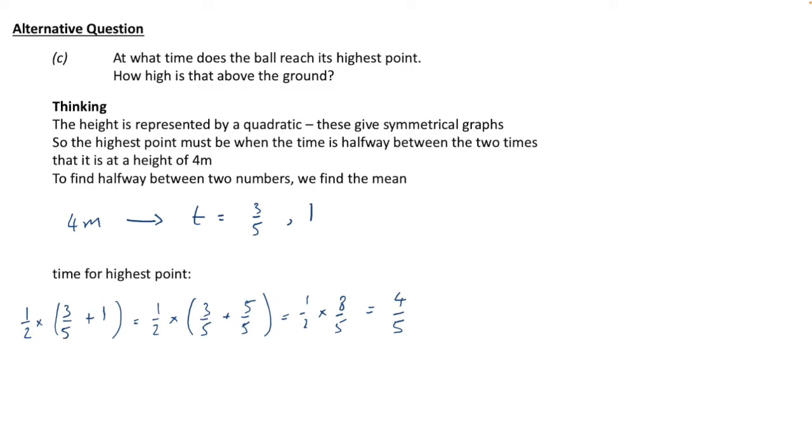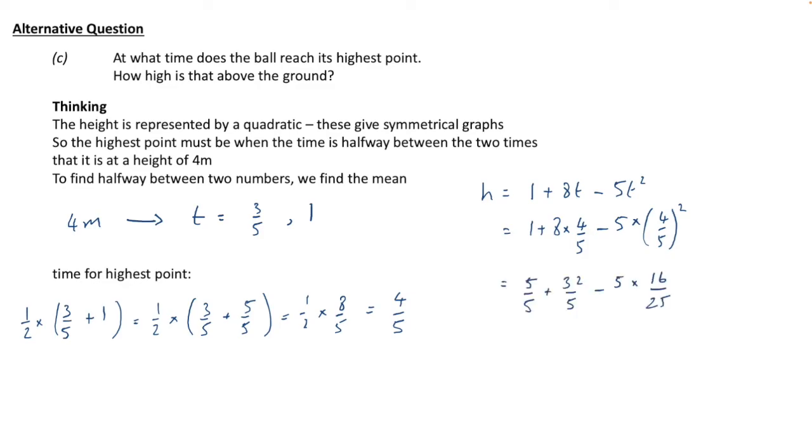If we want to find out how high that is above the ground, then we need to put that into the formula for the height. So the height is 1 plus 8t minus 5t squared from the start of the question. So we have 1 plus 8 times 4/5 minus 5 times 4/5 squared. 1 is 5/5. 8 times 4/5 is 32/5. And then we have 5 times 16 over 25. Because 4/5 squared, we have to square the top of that fraction and the bottom. So 4 squared is 16, 5 squared is 25.